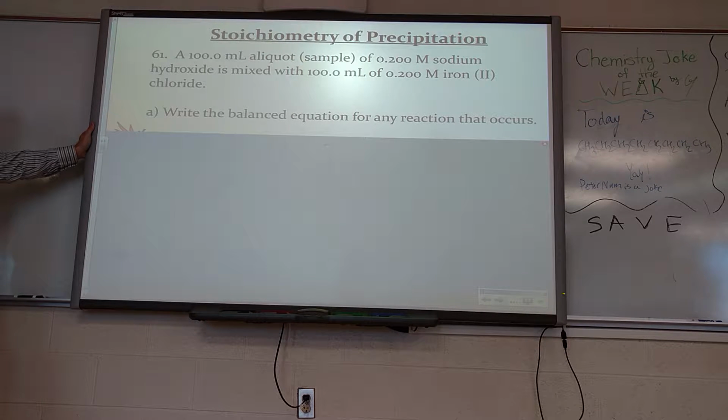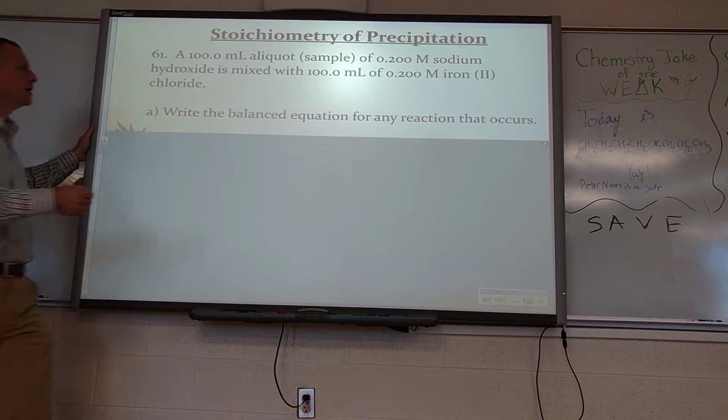What's going to precipitate? What is it, Freddie? Iron 2 hydroxide. Yeah, the iron 2 hydroxide. Again, we just saw it on the previous slide. Hydroxides are generally insoluble with almost everything, except those things that are soluble all the time.